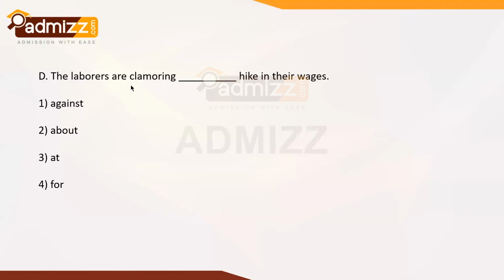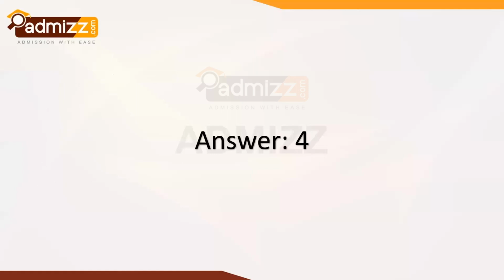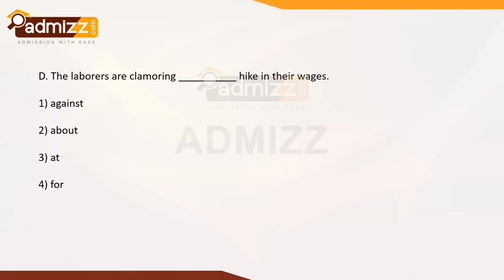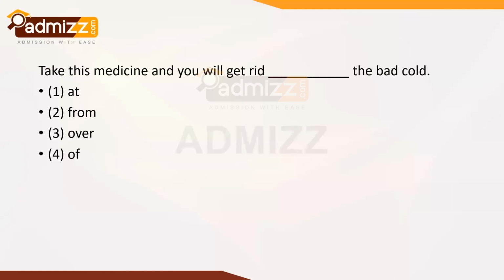But clamoring means to make loud noises for something, right? So in this case, the correct answer is "for", because laborers are clamoring for a hike in their wages, right? The laborers are clamoring for a hike in their wages. They're making a loud noise for that particular cause, right? All right, this one. Take this medicine and you'll get rid dash the bad cold.